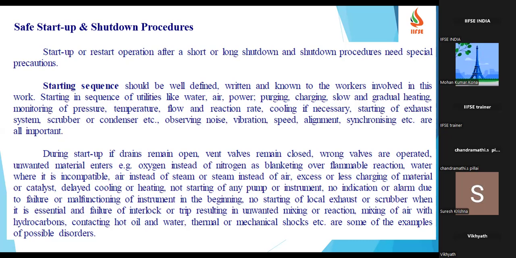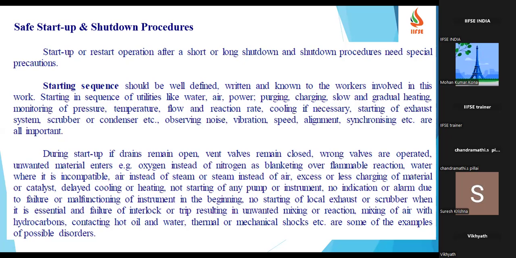Then during the startup, drains remain open and vent valves remain closed. If wrong valves are operated, unwanted material enters. Example, oxygen instead of nitrogen, or blanketing over a flammable reaction. So we need to check that all the drains remain open and the vent valves are all closed. So we have to see as per the sequence, and also valves are to be opened as per the startup sequence which we have defined.